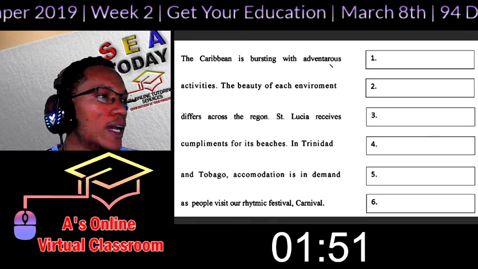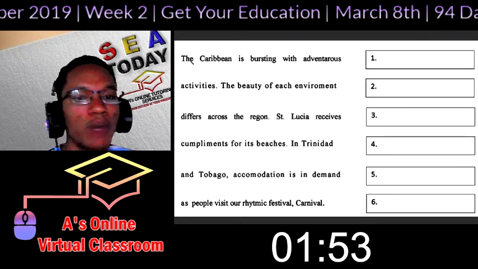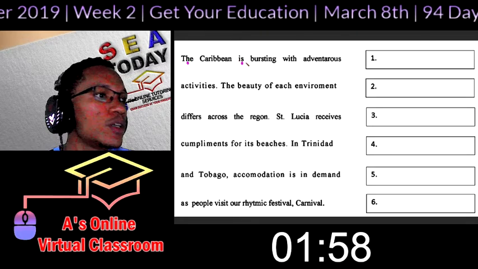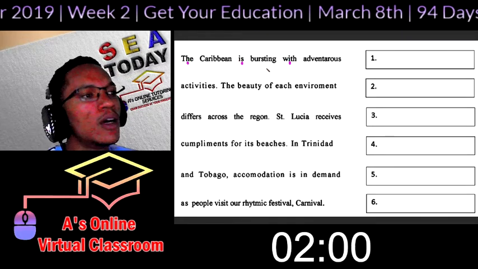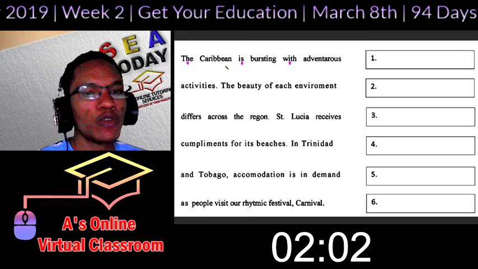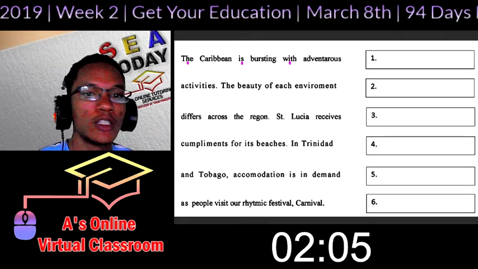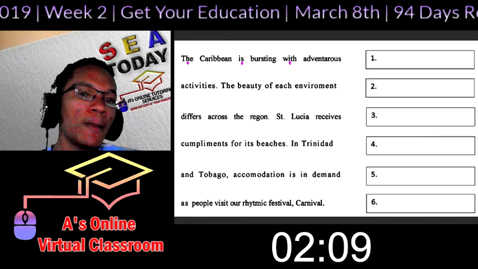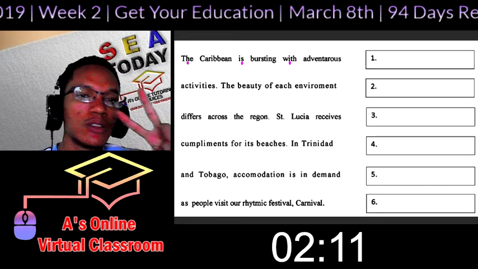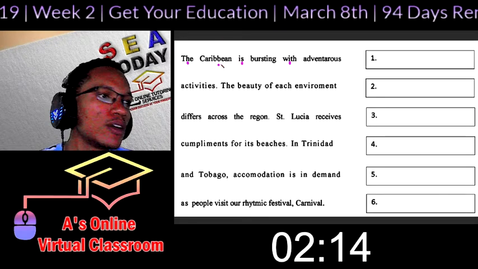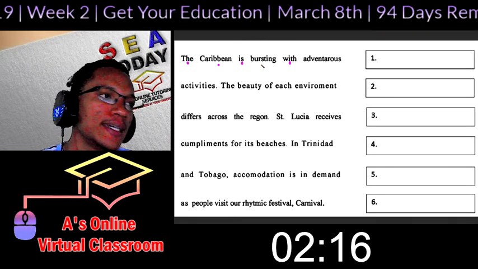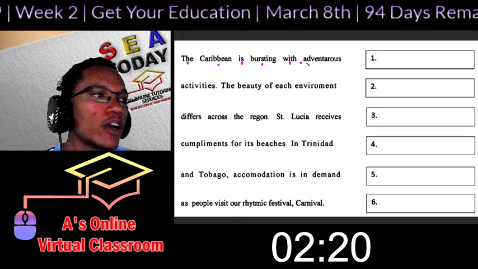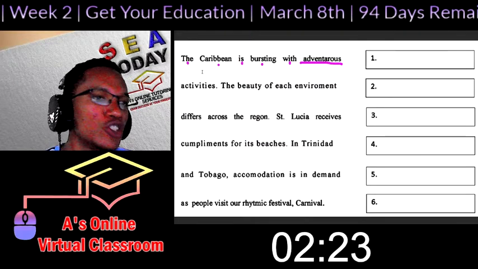So the first line, one way we can work this is by eliminating the correctly spelled words. So this is spelled correct, this is spelled correct, this is spelled correct. Caribbean is sometimes a difficult word to spell for people, but it is one R, Carib, and then bean. So it's two B's. So this is also spelled correct. And then bursting is spelled correct. The first part, burst, ing. So the incorrectly spelled word here would be adventurous.